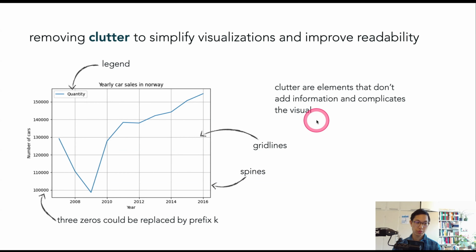So we also have here three zeros. They could be replaced by a prefix K for thousands, right? So you can write 150K, 140K, 130K, etc. We don't need to write out all the zeros because it could be simplified a little bit. So with this, I would say that we have removed some clutter. There might be some more things that you might think about, but for now, that's fine. So let's see how the result will be.